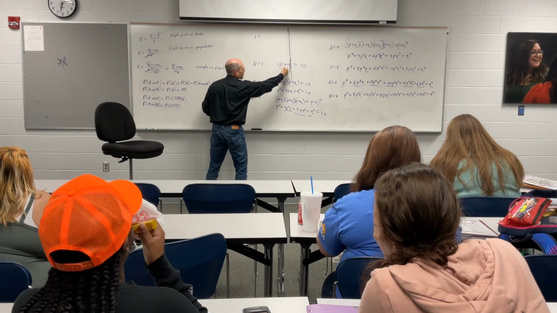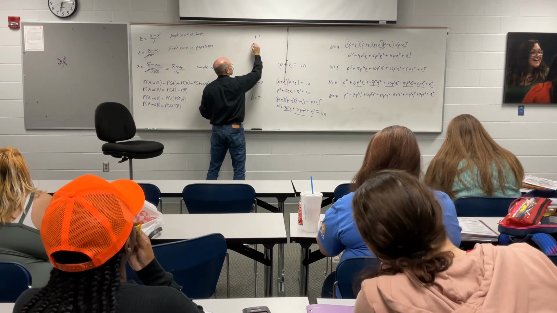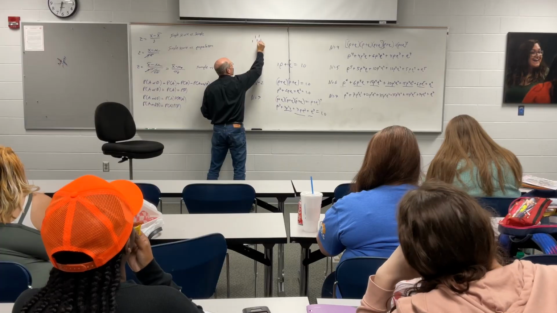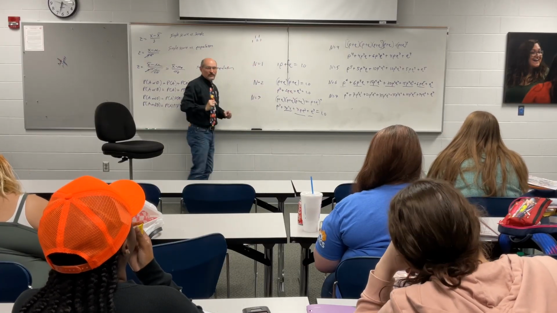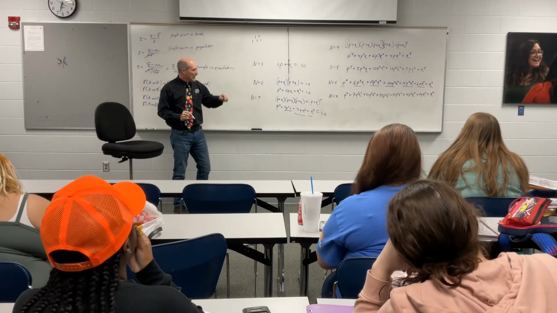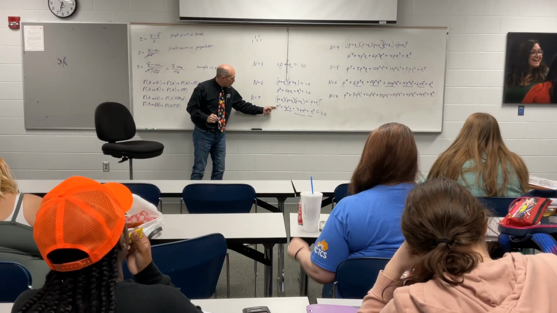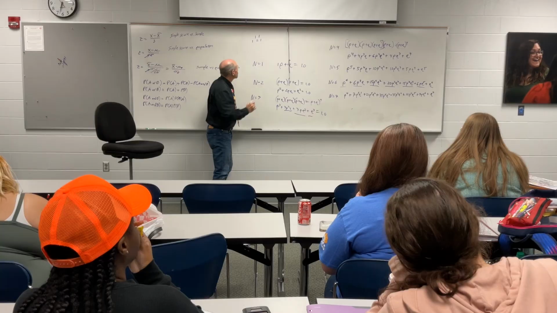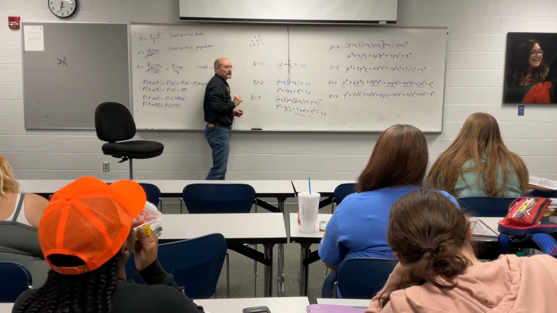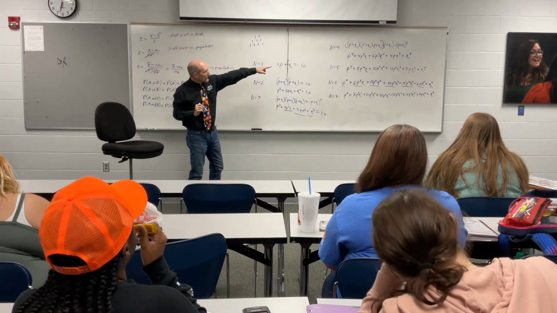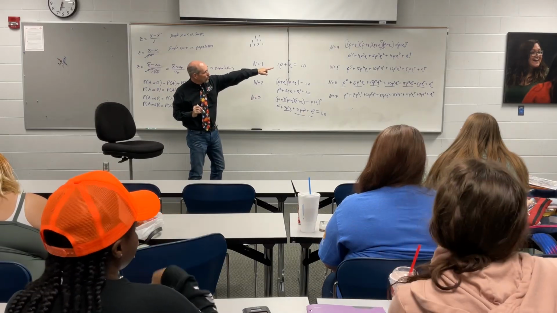That's this one. I go to my n equals 2: 1, 2, 1. These are the coefficients in front of each of those terms. We go to the third one: 1, 3, 3, 1. So go to the fourth one: 1, 4, 6, 4, 1.